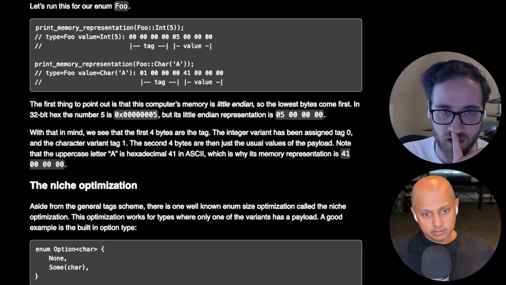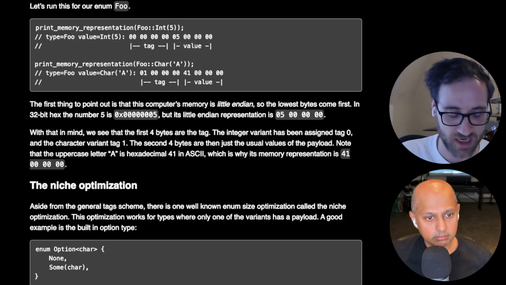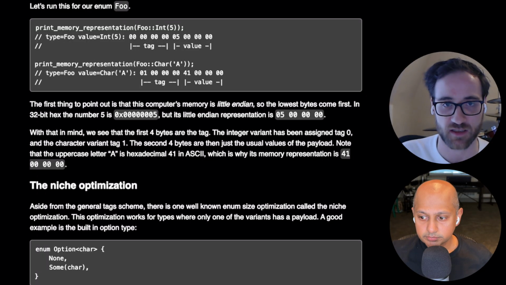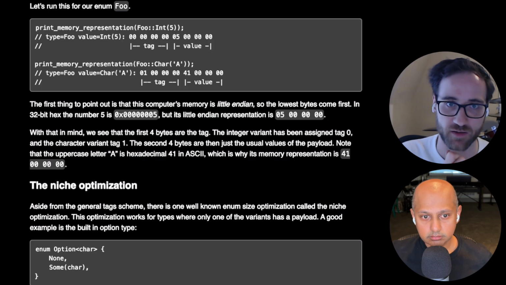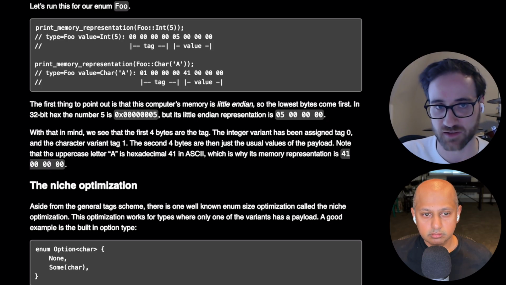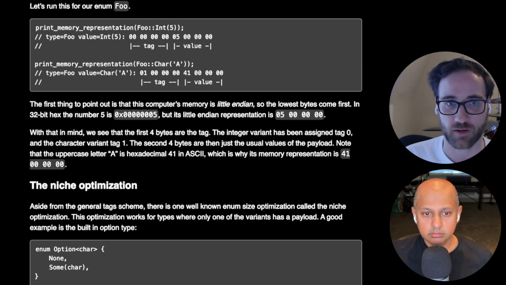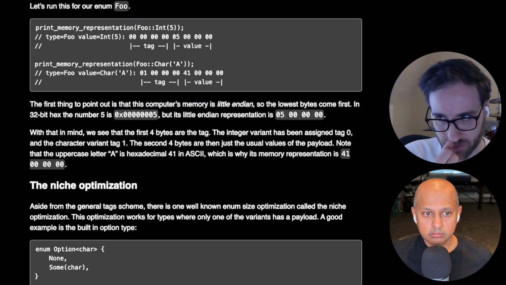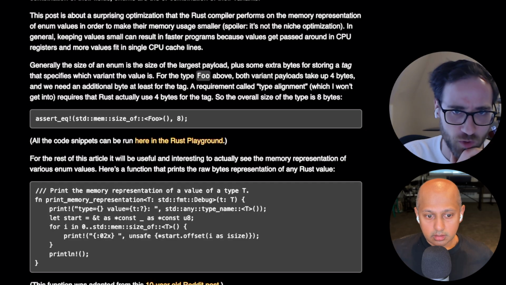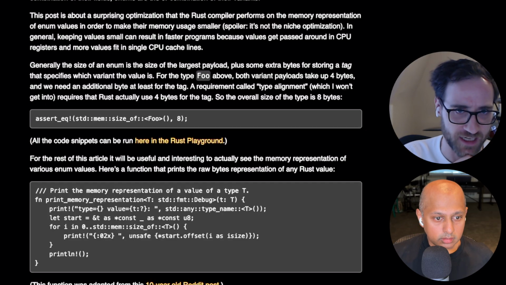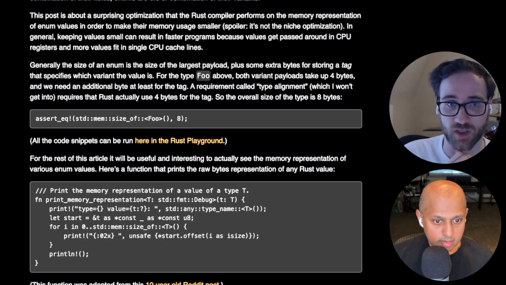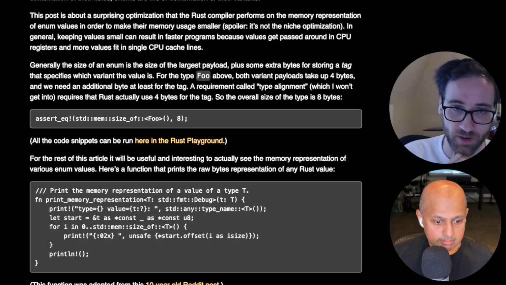So what is a tag? A tag, at runtime, says what variant is contained in this memory. You can see this one has 2 variants, and so there's 0 and then 1, but you could have more variants represented. I think if you scroll up a little bit, it tells us the answer on why it allocated more. Both variant payloads take up 4 bytes, and we need an additional byte for at least the tag. A requirement called type alignment requires that Rust actually use 4 bytes for the tag.